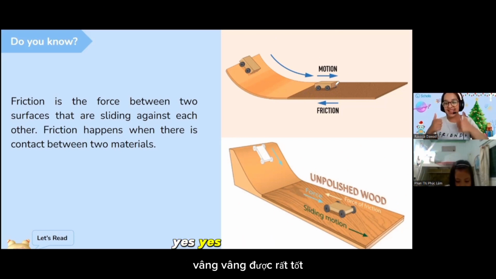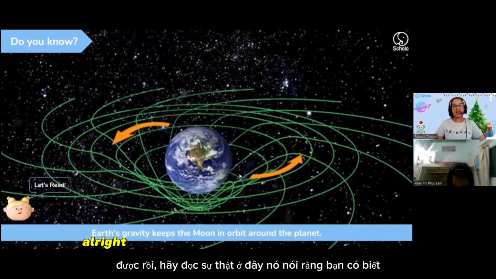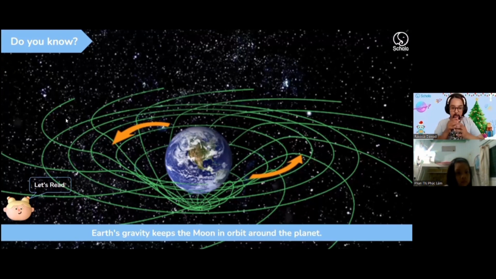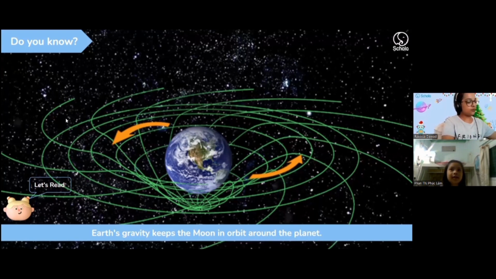Yes. Okay, very good. So that is friction. All right. Let's read the fact here. Can you read the sentence at the bottom for me, please? Earth's gravity keeps the moon in orbit around the planet.